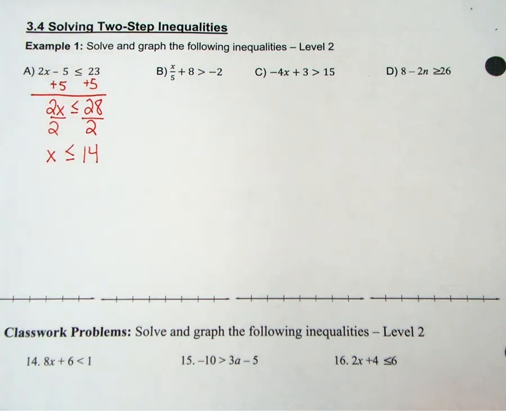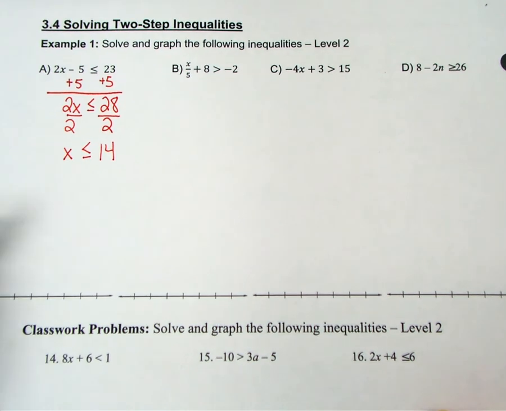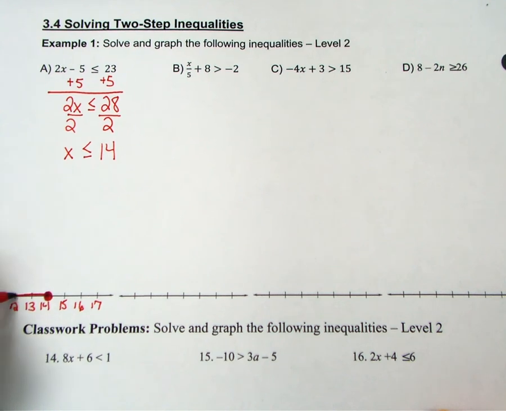So when I graph this one, 14 is what goes in the middle. 15, 16, and 17 go to the right. 13, 12, and 11 go to the left. Closed circle because it's equal to. And it's in Venn form, variable first, then the inequality, then the number. So I'm going to shade to the left.